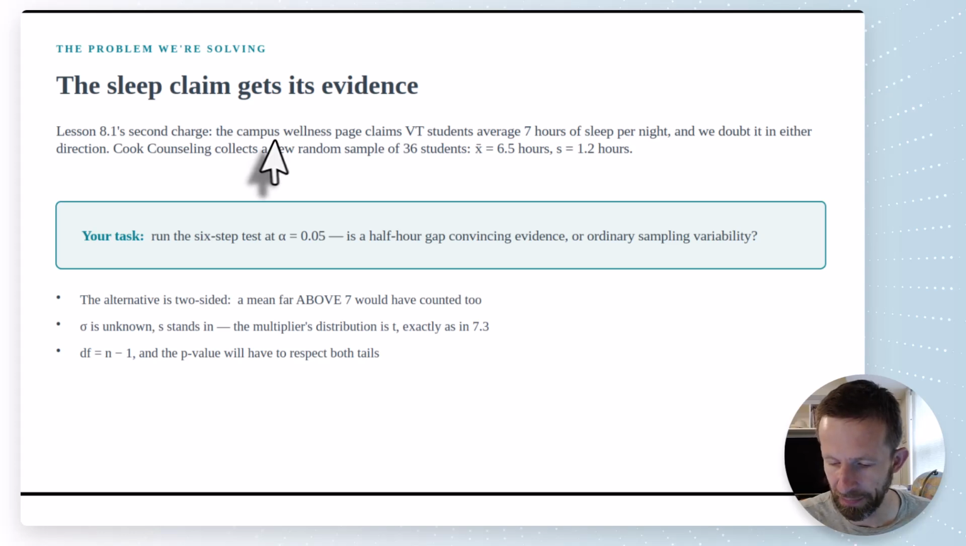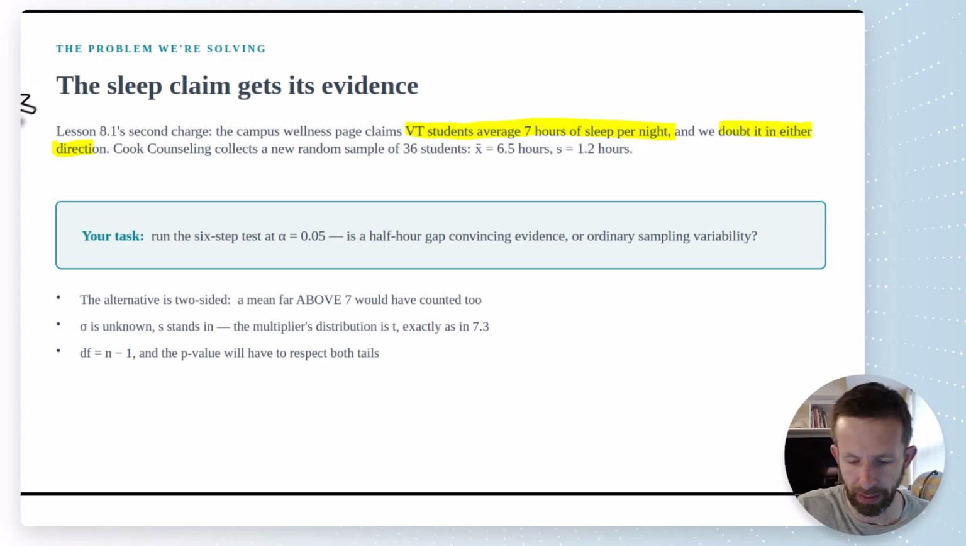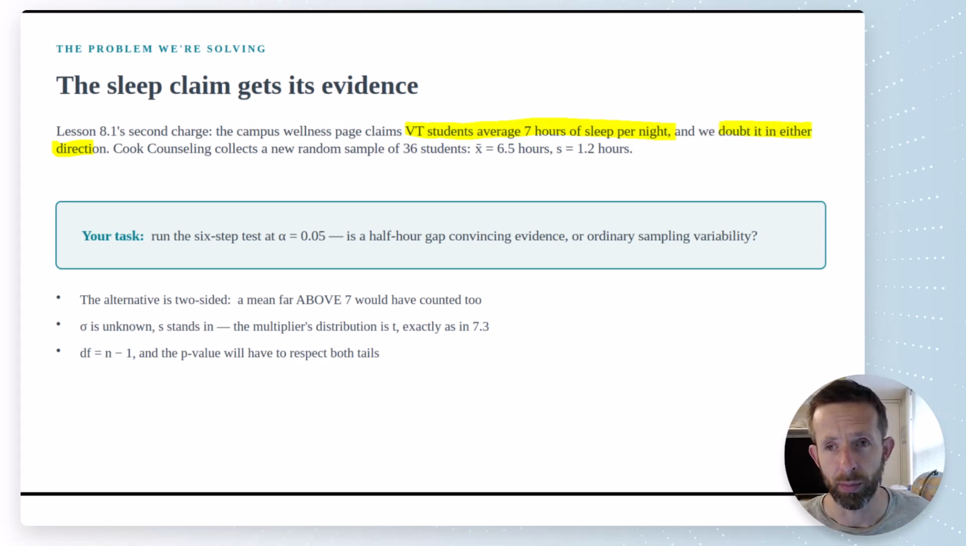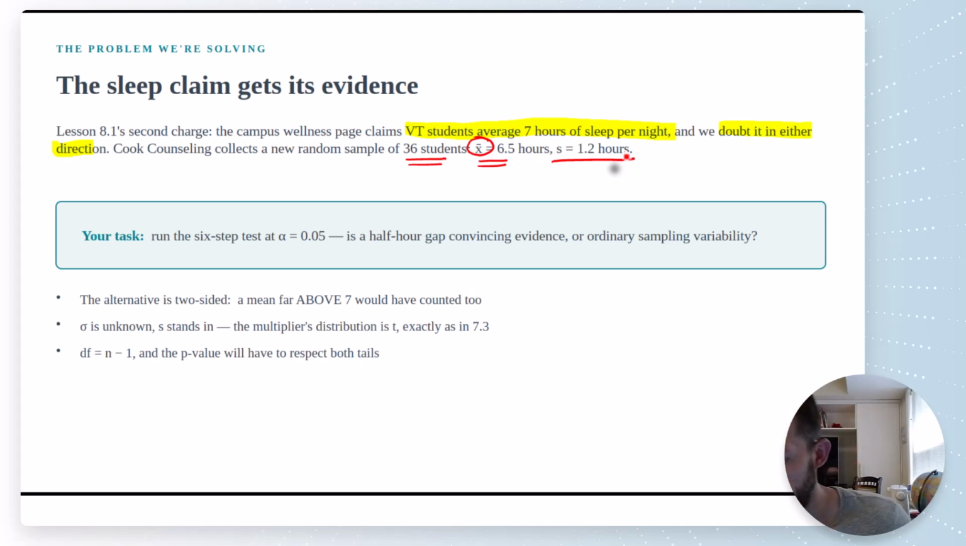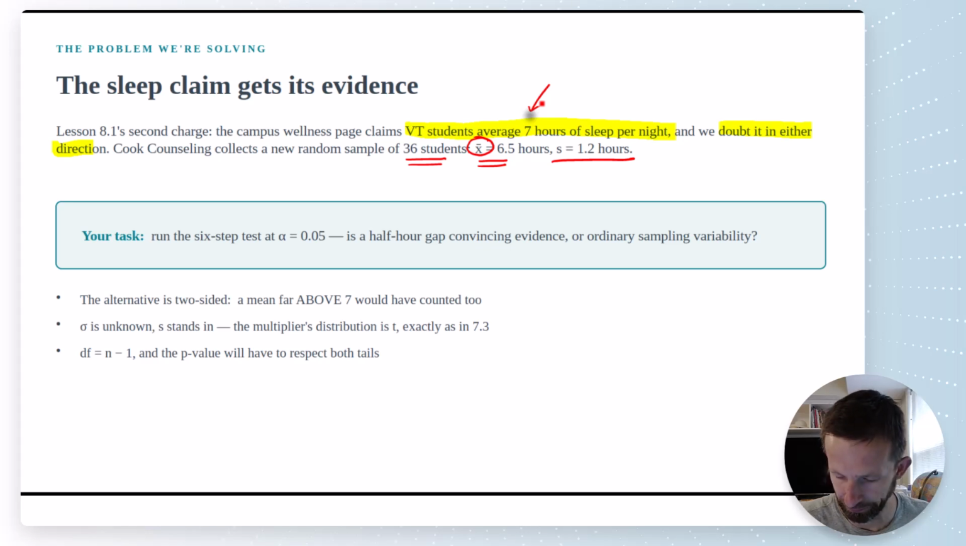All right, so here we have a situation where the campus wellness page claims Virginia Tech students average 7 hours of sleep per night, but we doubt in either direction. So we don't think they do. That means they could get either less or more, but we don't think it's around 7. We have a sample of 36 students with a sample mean x bar of 6.5 hours and a sample standard deviation of 1.2 hours. So I want to test to see whether 6.5 hours of sleep is statistically significantly different from 7.